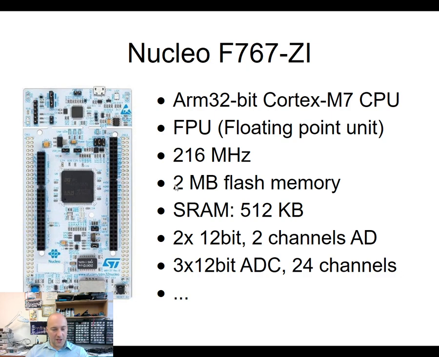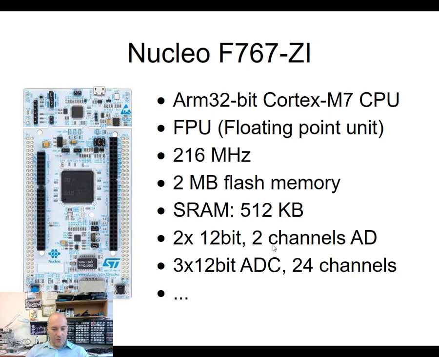Now this CPU has 2 megabytes of flash memory. So in this flash memory we can upload the code and eventually some data, like fixed data I mean. And here this RAM memory has a capacity of 512 kilobytes. So this is where we can actually store our user data if we need some array or if we need to store some variables, some tables and so on.